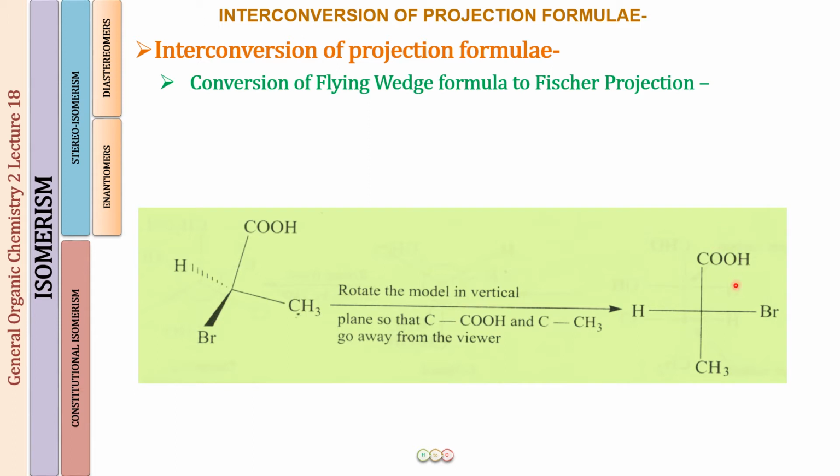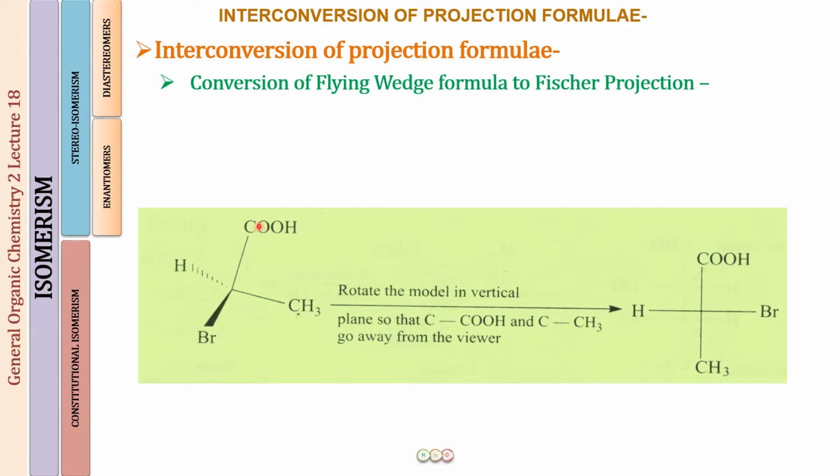Let us learn that. First of all, you should have a clear understanding of what the flying wedge formula means and what the Fisher projection means. This is what I taught in the last lecture. But nevertheless, if you have not watched that, I am just going to quickly talk about it. If you do not understand, you will have to go back to the previous lecture and have a thorough understanding of all the four types of projections, what all of them mean. In fact, it would be very good if you do that.